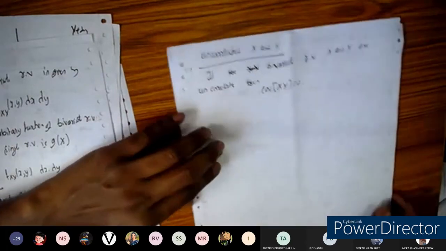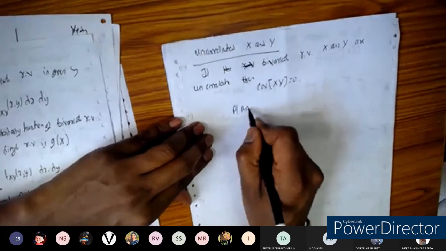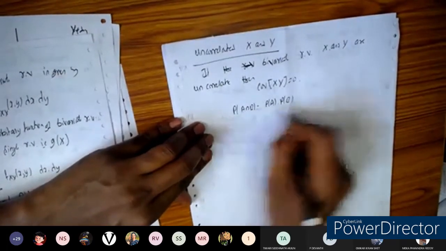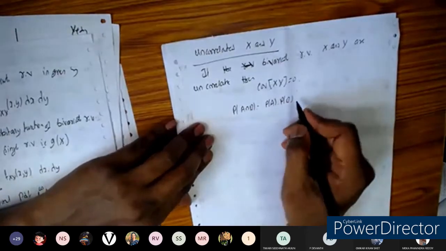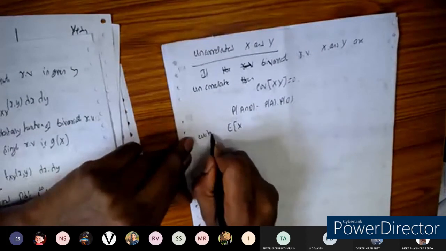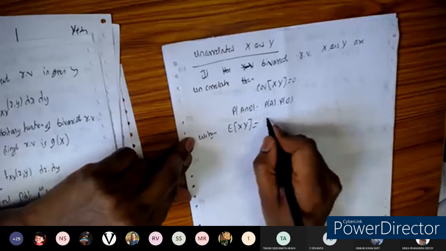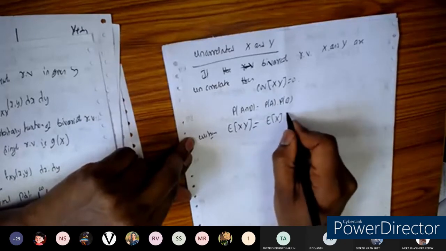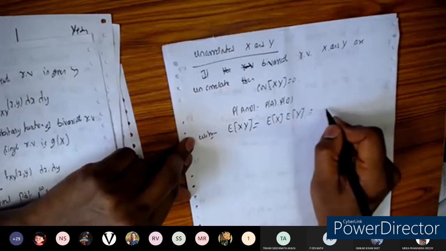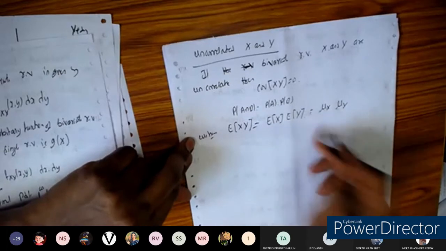How this will be equal to 0, we will see here. I told you that the probability of A intersection B will be equal to the probability of A into the probability of B. This is for independent or uncorrelated events. Similarly, we have the expectation of xy. For uncorrelated random variables, we can write this as the expectation of x into the expectation of y. This is called mu x, and this is called mu y.